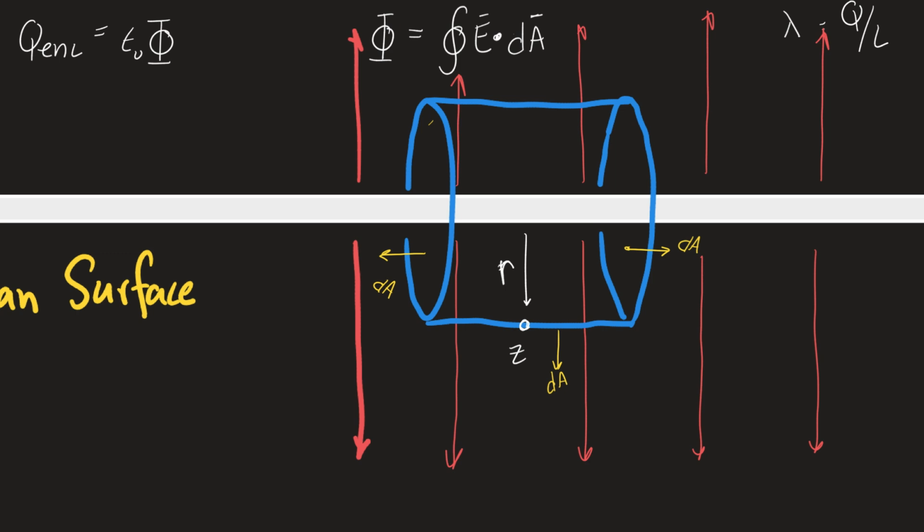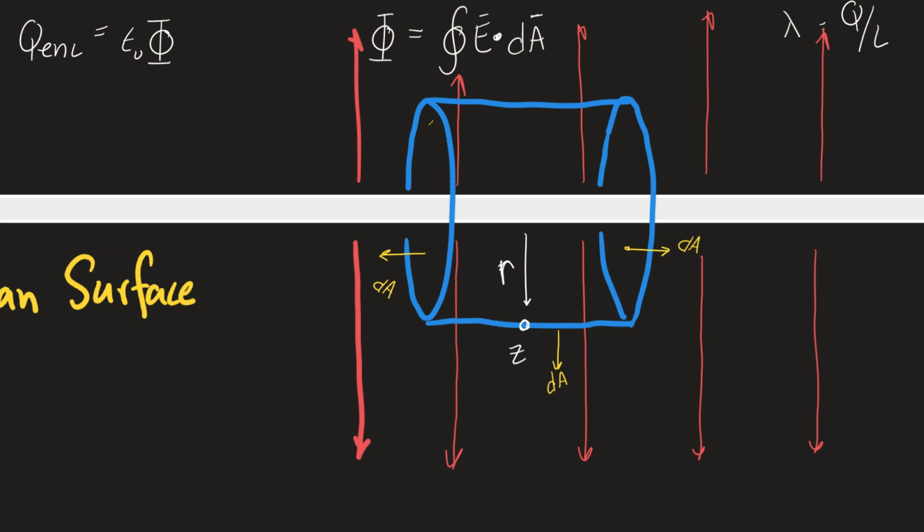But I did this purposefully because I tried to set up my can, my cylinder, so that there was no flux through the top and the bottom of the can. No field lines pass through the top and the bottom of the can. Do you guys see why that must be true? Yeah. I made the area perpendicular to the electric field.